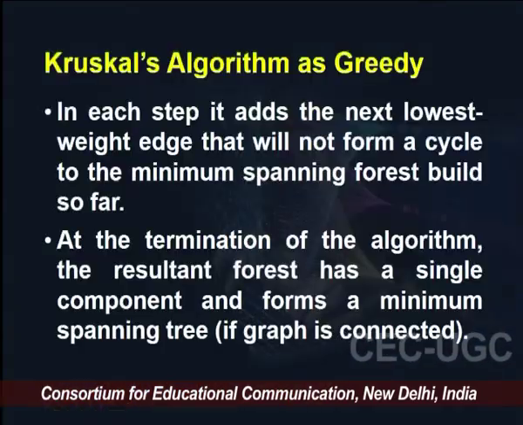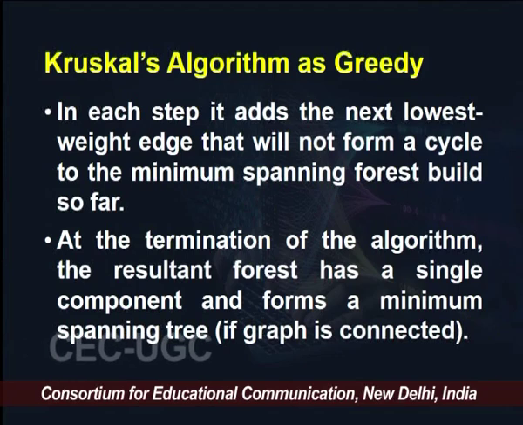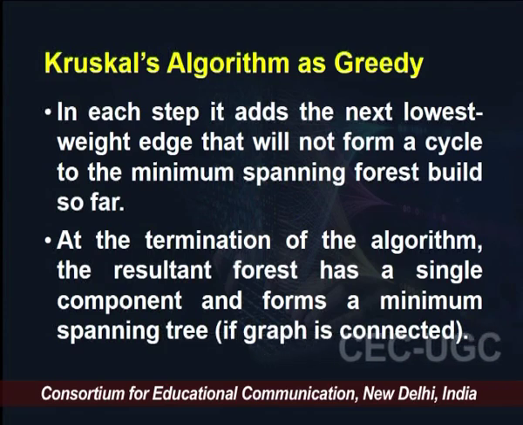Now, Kruskal's algorithm, as you all must have judged by this time, is a greedy algorithm. That means, what is the greedy choice which Kruskal's algorithm is adopting? At each step it is going to add the next lowest weight edge that will not form a cycle to the minimum spanning forest which is built so far. And at the termination of the algorithm, the resultant forest has a single component, that means it will result in the form of a tree and forms a minimum spanning tree if the graph is connected.